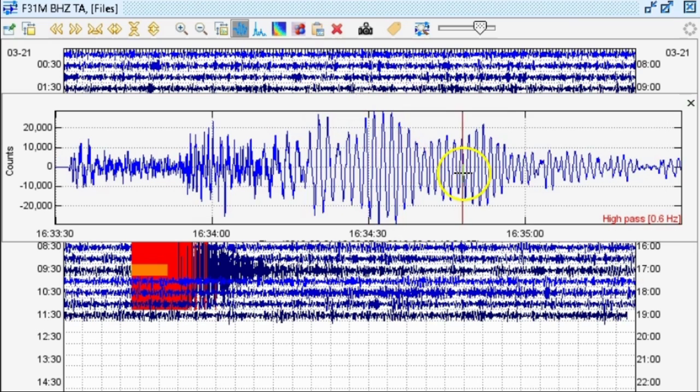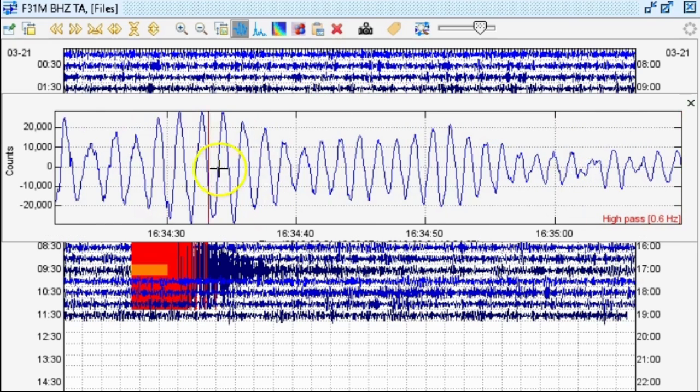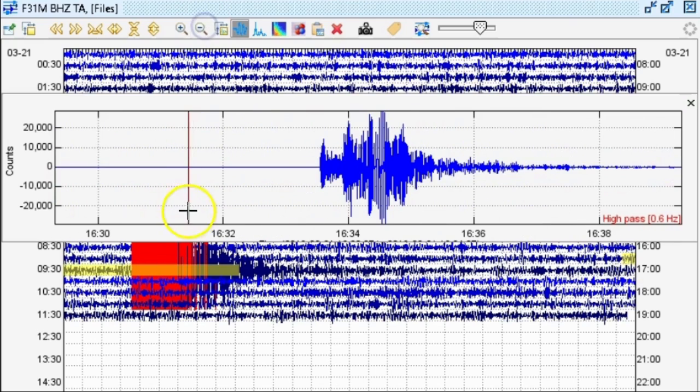You guys seeing this? Well, of course you are. Of course you're seeing this. Look at that. Let's see, 10 seconds. From here to here is 10 seconds. Wow. Let's zoom all the way out.